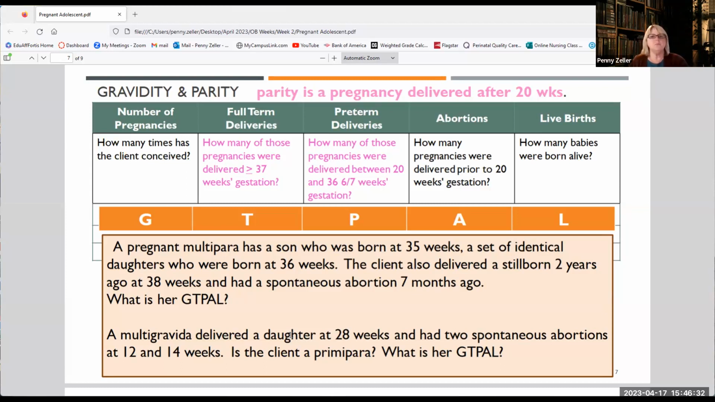So how many babies were born alive? How many living deliveries? Just 2. That's the 35 and the 36-week pregnancies. All right.